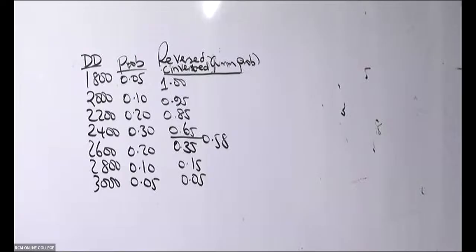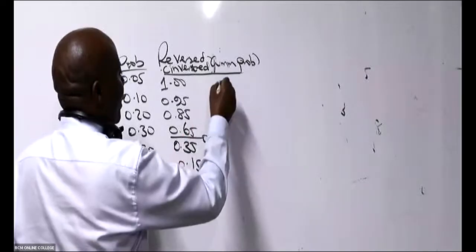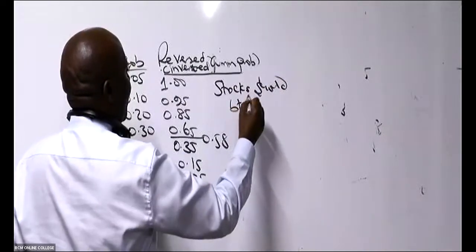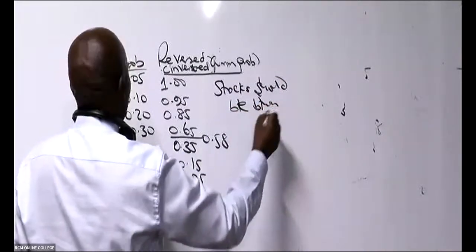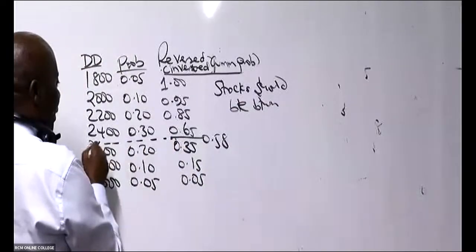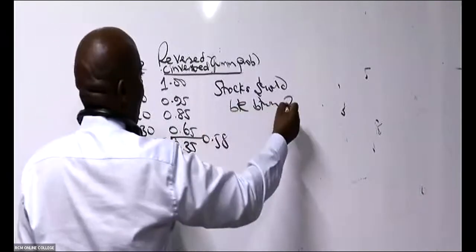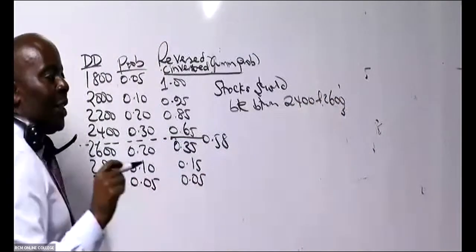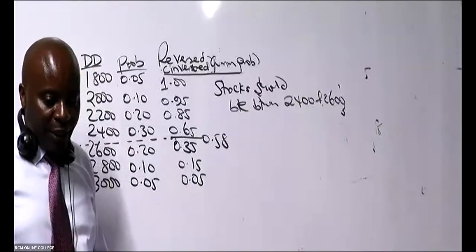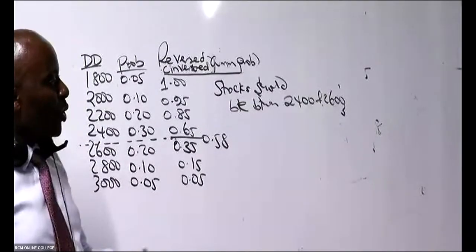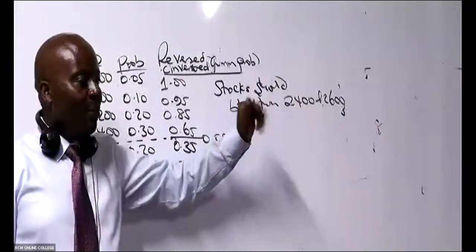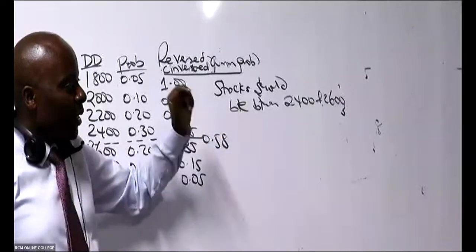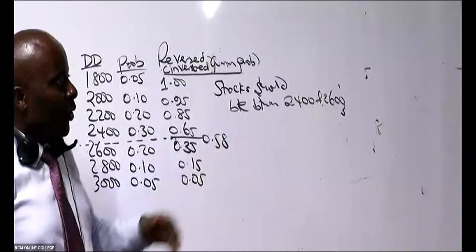So I'll give you a minute. In this case here, the stocks should be between 2400 and 2600. If they want us to use discrete distribution, then we use the lower number, 2400. But if they want continuous, then we go ahead and interpolate. It's called interpolation. So how do we interpolate?